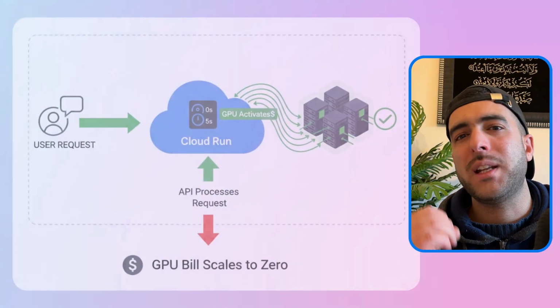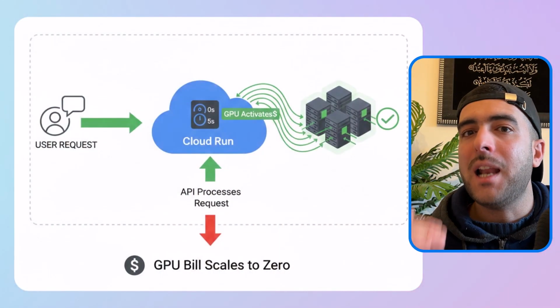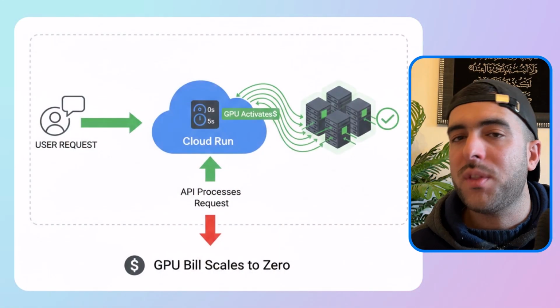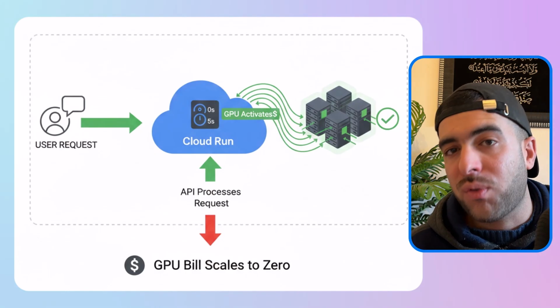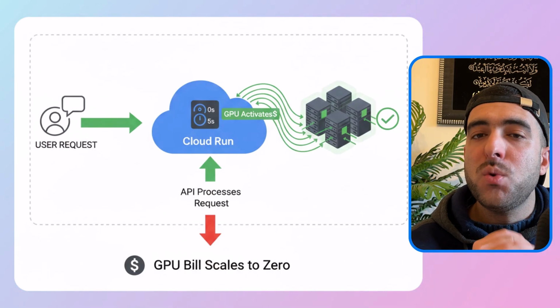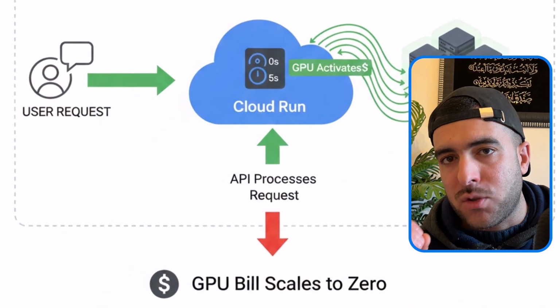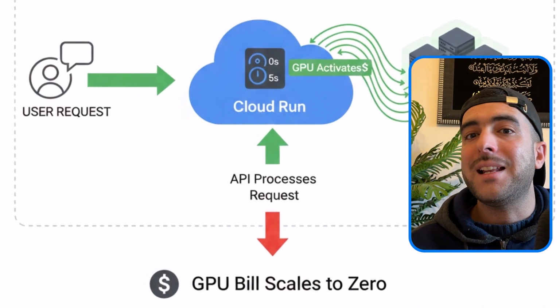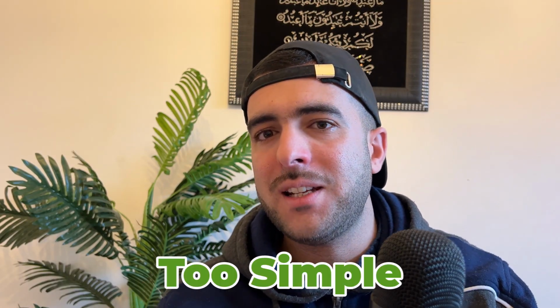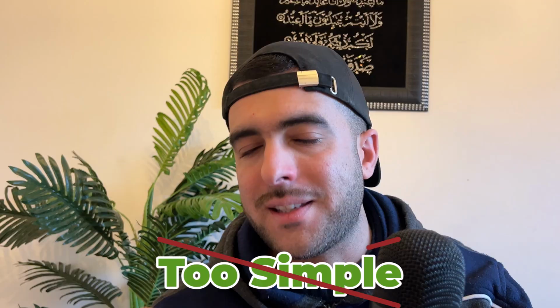Now, in essence, when a request hits your API, Cloud Run spins up a container with the attached GPU in under 5 seconds. So you pay for GPU seconds only, and when traffic drops, your GPU bill scales back to 0. Now, there's a misconception that managed containers are too simple for enterprise networking.